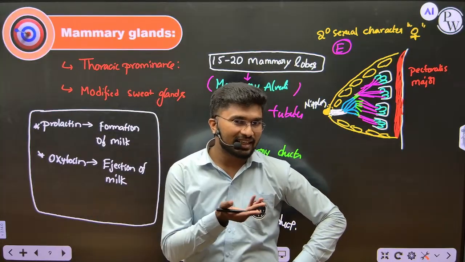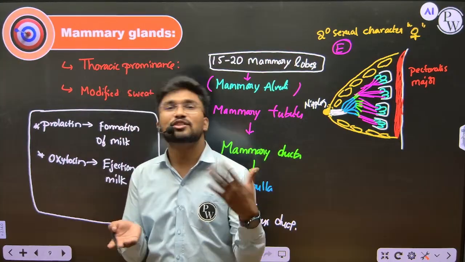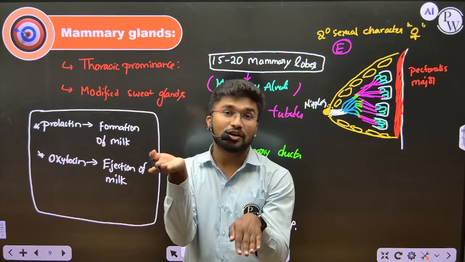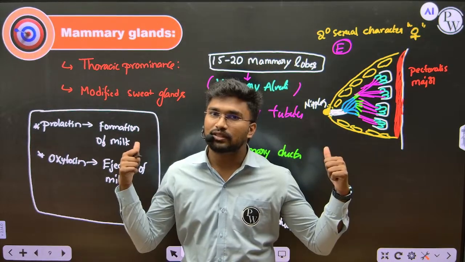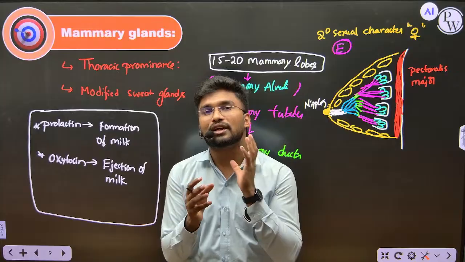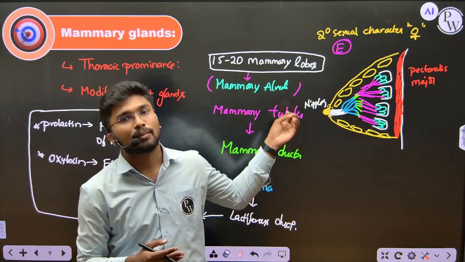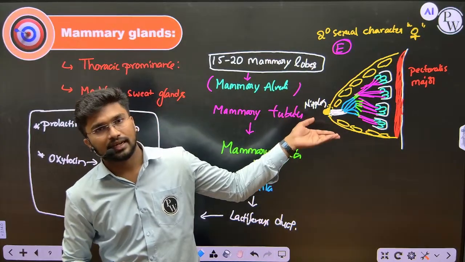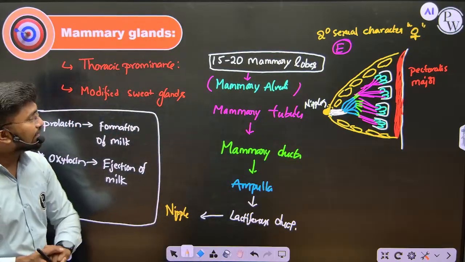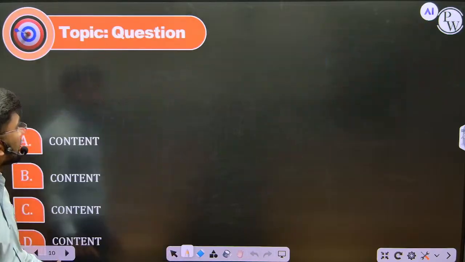We study this again in chemical control and coordination. Two hormones will be there, one will reduce, let's say insulin. Insulin reduces glucose level, glucagon increases blood glucose level. This effect is called antagonistic effect. Here we are studying the synergistic effect. What is synergistic effect? A couple of hormones working together for a purpose. Here you can see they are all acting on the mammary gland. Are we clear? So that is about the mammary gland, and that is about the female reproductive system.